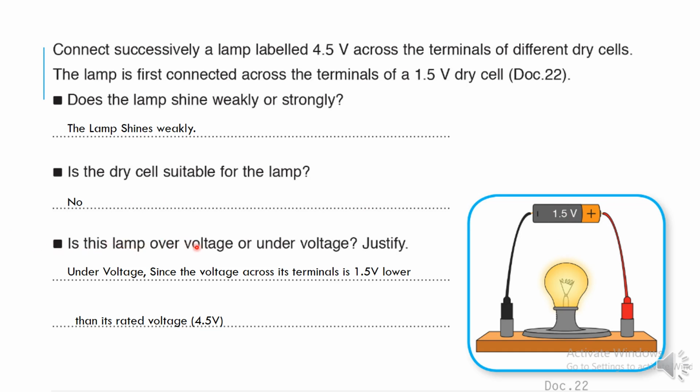Is the lamp over voltage or under voltage? You have to justify. It's under voltage. The lamp is under voltage. Why? Since the voltage across its terminals is 1.5 volts, lower than its rated voltage, which is 4.5 volts. So, when the voltage across the lamp is lower than its rated voltage, we consider the lamp under voltage.